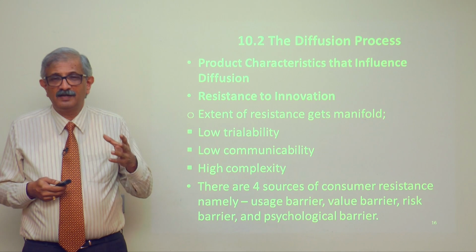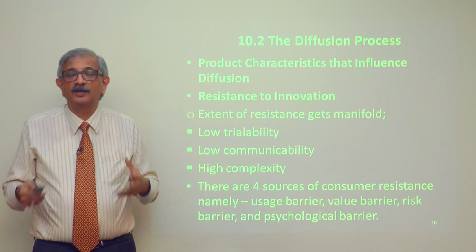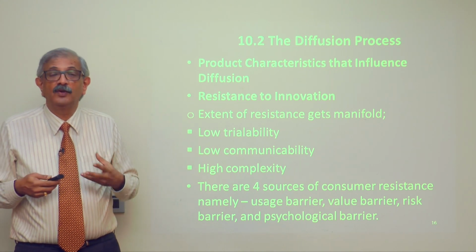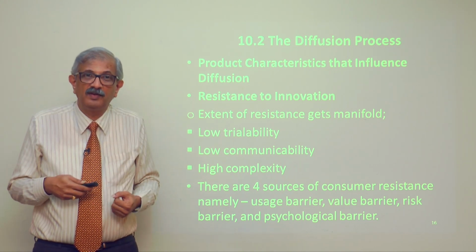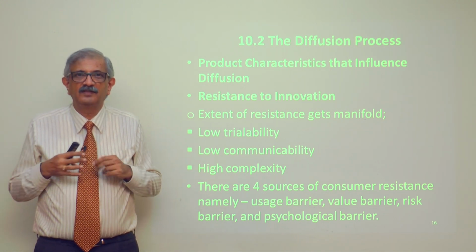Continuing with resistance to innovation, the extent of resistance gets manifold. We said low trialability: you are not able to try it out. Low communicability: you are not able to communicate what is so new about it. High complexity: it's very complex to use, very complex to understand, etc.